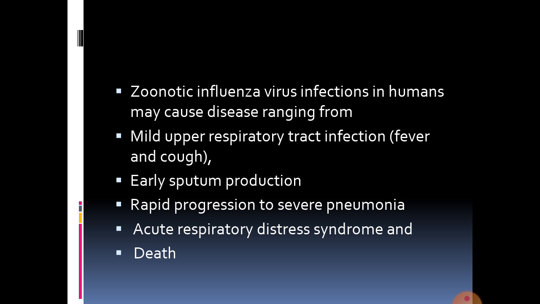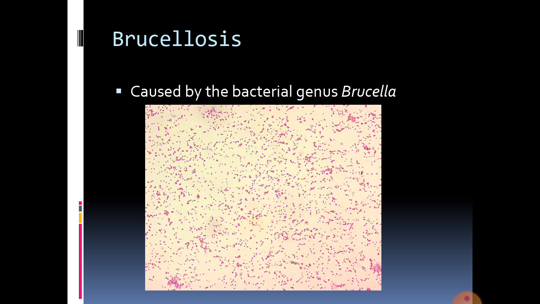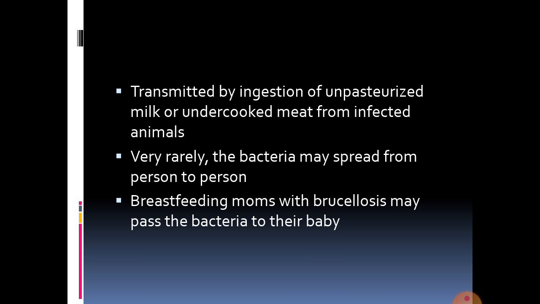Zoonotic influenza virus infections in humans may cause disease ranging from mild upper respiratory tract infections like fever and cough, early sputum production, rapid progression to severe pneumonia, then acute respiratory distress syndrome and death. Next is brucellosis. It is caused by the bacterial genus Brucella, transmitted by ingestion of unpasteurized milk or undercooked meat from infected animals. Very rarely, the bacteria may spread from person to person. Breastfeeding moms with brucellosis may pass the bacteria to their baby.